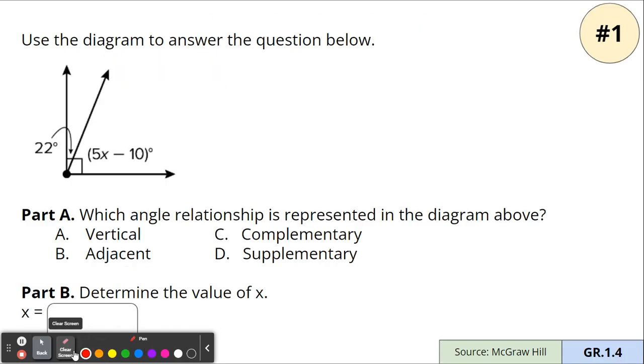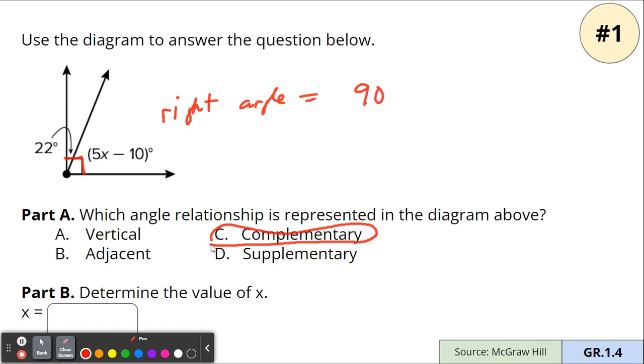Number 1. Use a diagram to answer the question below. Part A, which angle relationship is represented in the diagram above? As you can see here, they form a right triangle. And as we all know, a right angle is exactly 90 degrees. So for this one, our answer is complementary angles, because remember, complementary angles add up to 90 degrees, supplementary add up to 180, and vertical angles are equal.